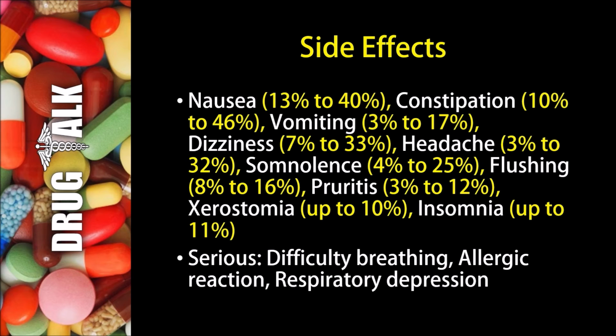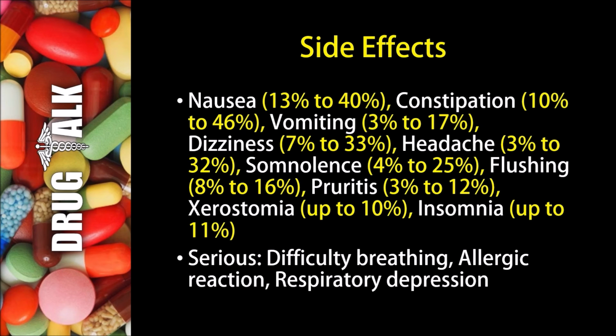Now, as with all medications, there are some side effects or adverse reactions that patients may experience while using Tramadol or Ultram, so we'll go over some of those here now. 13 to 40% of patients may experience nausea, while 10 to 46% of patients may experience constipation. Vomiting may happen between 3 and 17% of the time, and 7 to 33% of patients may experience dizziness.